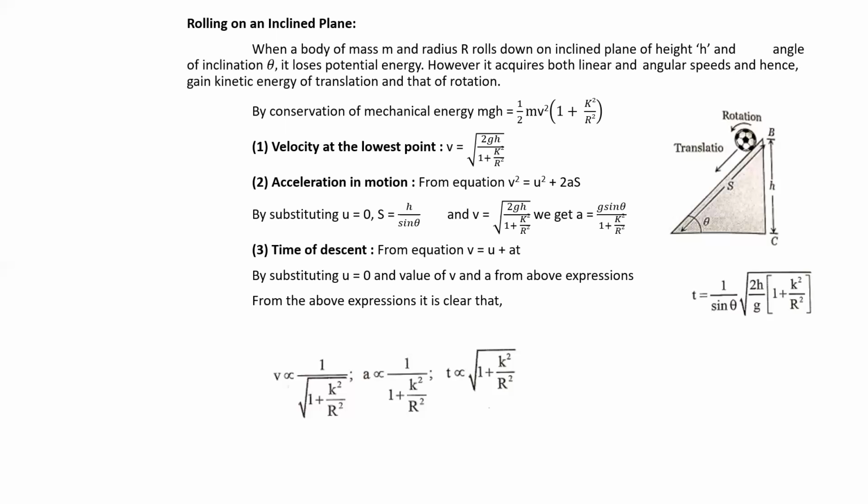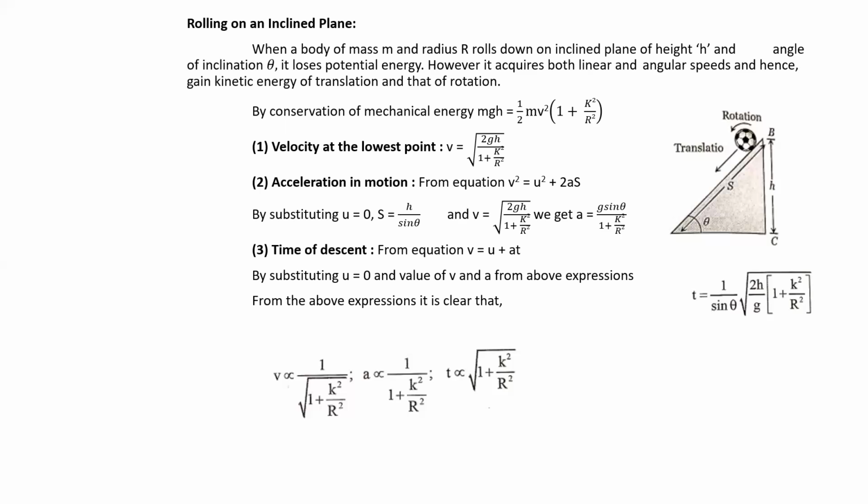We have v is proportional to, so what is v proportional to? It is 1 divided by the square root of 1 plus k square by r square, and a is proportional to 1 divided by 1 plus k square by r square. Similarly, t is proportional to what? Root of 1 plus k square by r square.